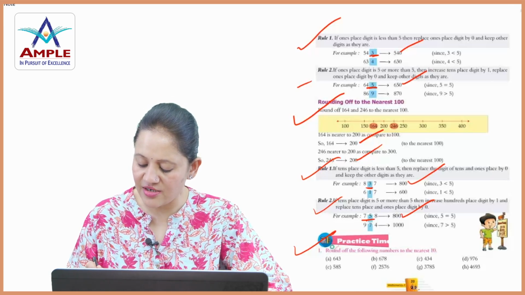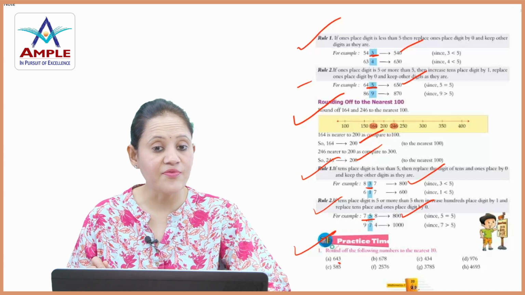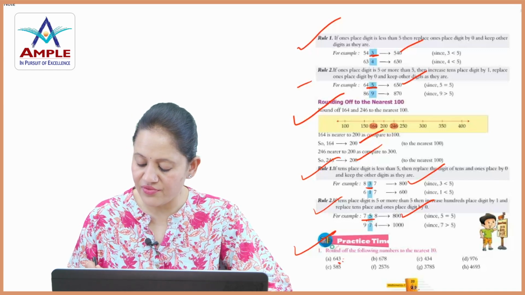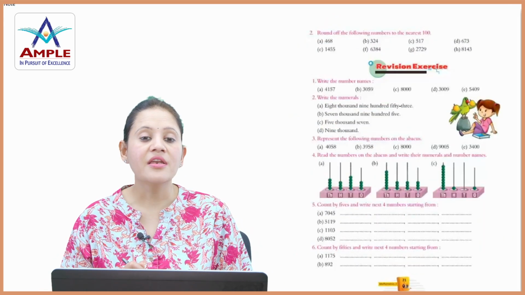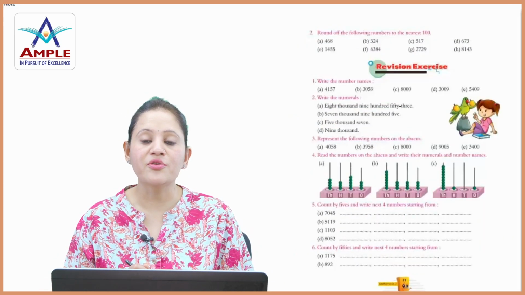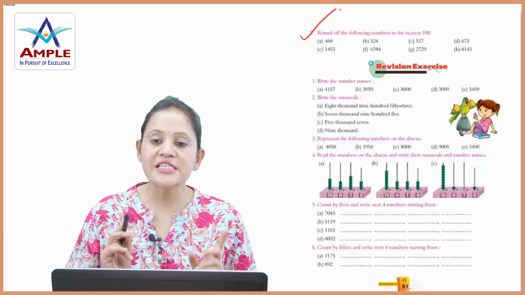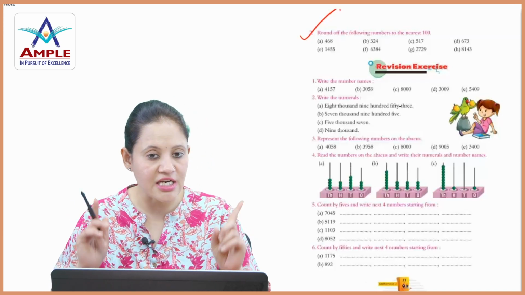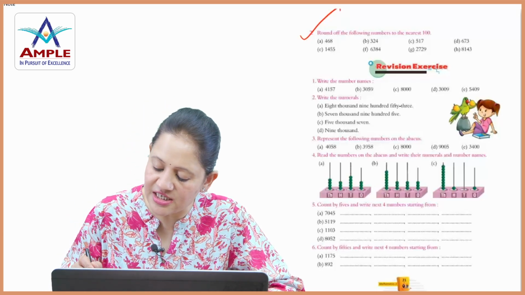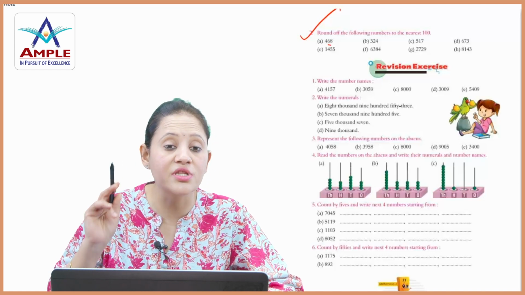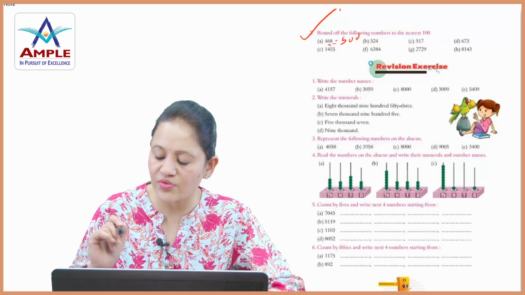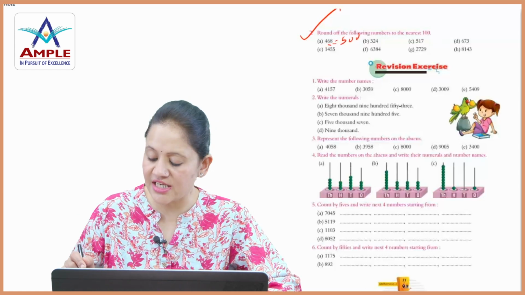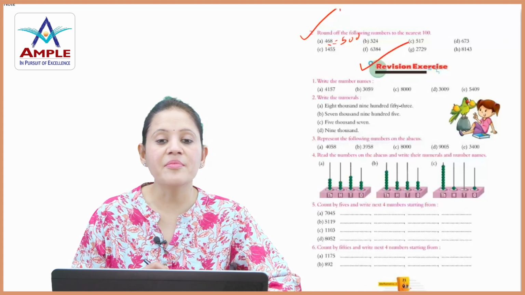643. So the digit at ones place is 3, which is less than 5. So round off to 640. Clear? Next, round off the following number to the nearest 100. Nearest 100, that means we have to see the digit at tens place. So here the digit at tens place is 6, which is more than 5. So the digit at hundreds place will increase by 1 and the rest of the digits will be 0. Clear? Next, revision exercise. Write the number names.